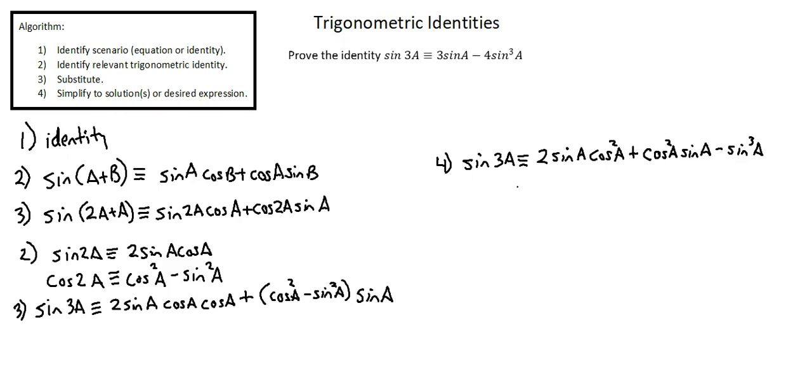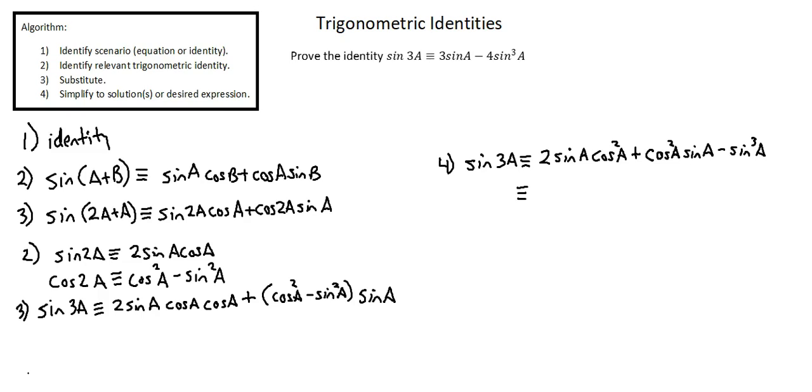Now we have 3 terms on the right side of the identity. Notice that we have like terms for the first 2 terms. Both include sine a and cosine a squared. Adding the first 2 terms gives us 3 sine a cosine a squared minus sine a cubed.